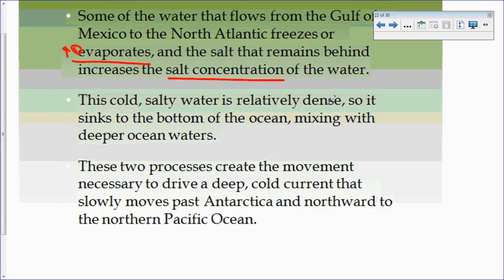Cold, salty water is relatively dense, so here it is. So it sinks to the bottom. So denser things sink, mixing with deeper ocean waters. These two processes create the movement necessary to drive a deep, cold current that slowly moves past the Arctic and northward to the North Pacific Ocean. So think about what would happen if we did something to the water to decrease the salinity. So what happens if we decrease the salinity, right?